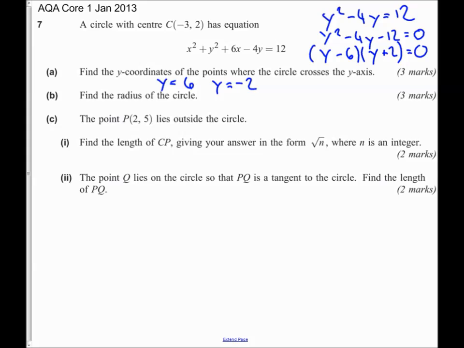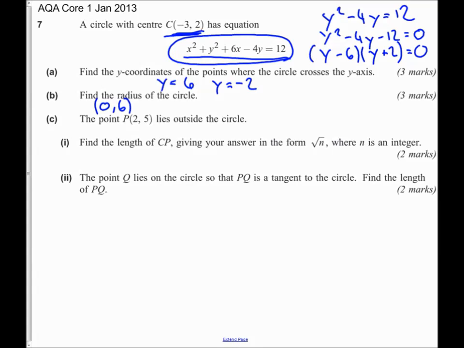Find the radius of our circle. To find the radius, we have two options. Either I can put this into our standard circle form, or because I know what the centre is, and I know a coordinate, I know that (0, 6) is on my circle, I can just find the distance between (0, 6) and (-3, 2), and that will be my radius. So I'm going to take that approach.